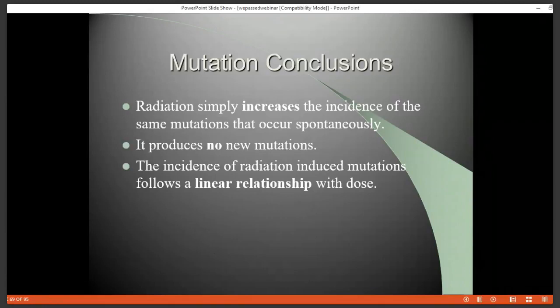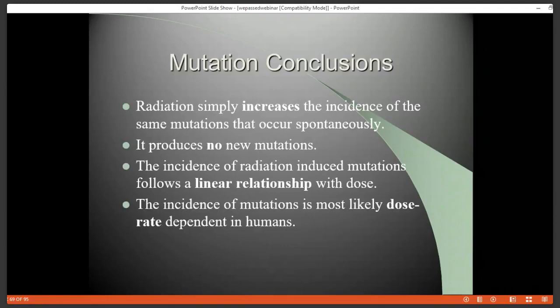So we're looking at an escalation in dose causing a linear increase in the number of mutations seen in the population. As dose escalates, not only does the probability of stochastic effects increase, but we also see a linear rise in the total number of mutations in the population of people.